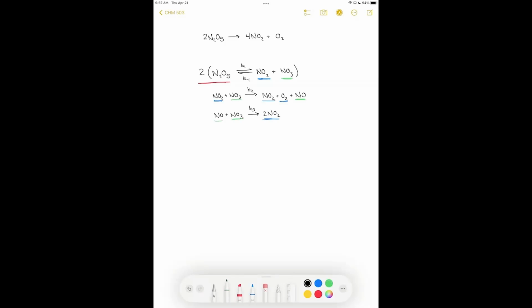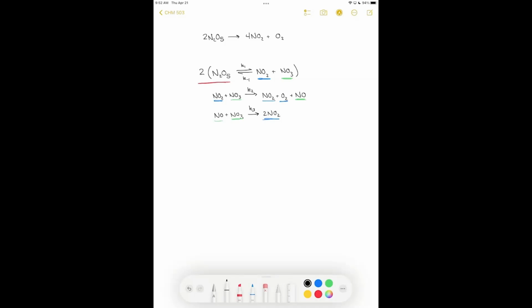Now, it's likely not immediately obvious to you that this mechanism provides a first order reaction with respect to N2O5. In order for us to actually determine that, we have to evaluate what the rate law for this reaction would be. And remember, what we're trying to do is make sure the mechanism agrees with the experiment. If the mechanism agrees with the experiment, the rate law is reasonable and may actually be correct, although agreeing with the experiment is not enough to ensure that a mechanism is actually correct.